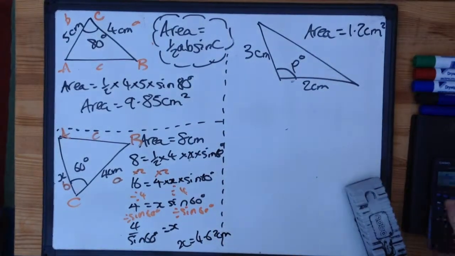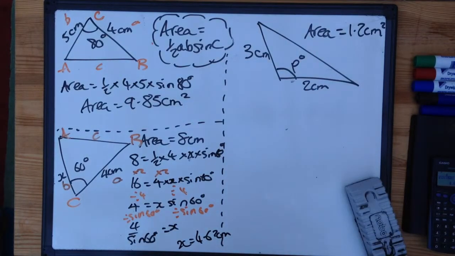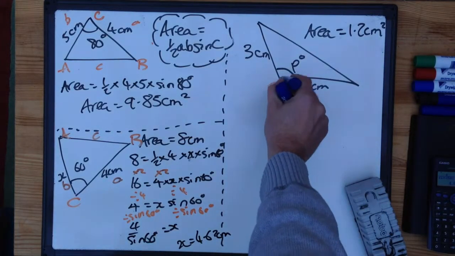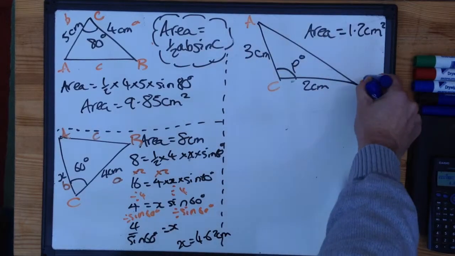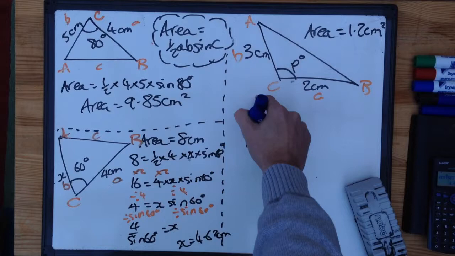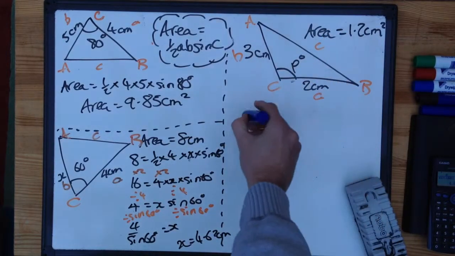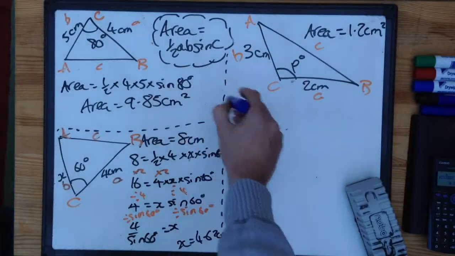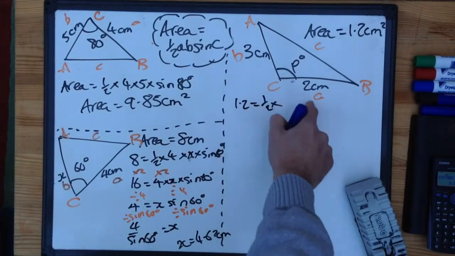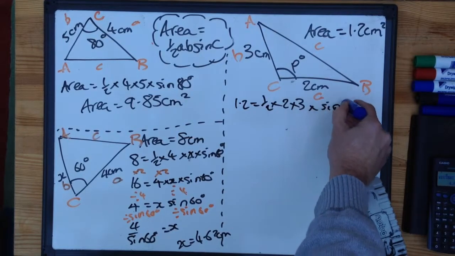Now this last one is probably the most complicated example because we're trying to find an angle. Again, start the same way. Label the angle as C. The other two sides makes no difference. Opposite big A, little a. Opposite big B, little b. Opposite C, little c. Swap everything into the formula. So 1.2 is equal to a half times A, which is 2, times B, which is 3, times sin P.